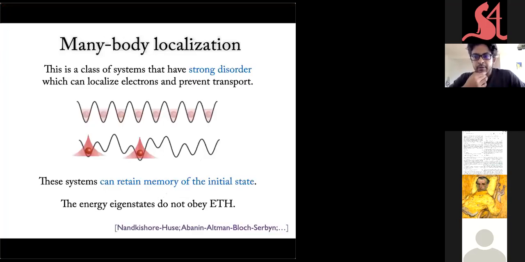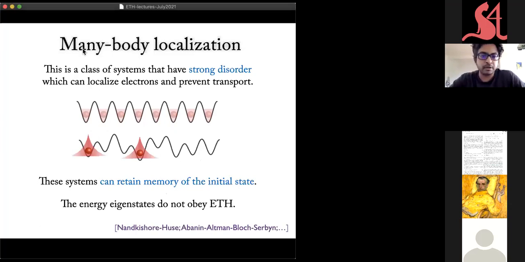Okay, so the first example is this class of systems that fall under the category of many body localization. These systems have got strong disorder, which can localize electrons and prevent transport from happening. In a perfectly clean crystal, your electron wave functions are Bloch waves, and the potential is such that they can hop from one site to the other, and thereby you can have electronic transport, which can transport heat, for example, or electrical conductivity.